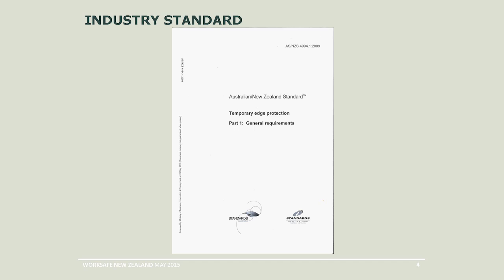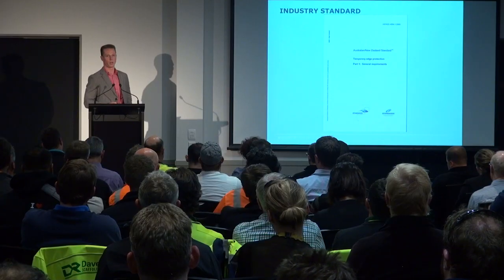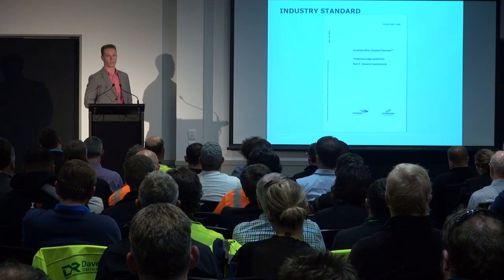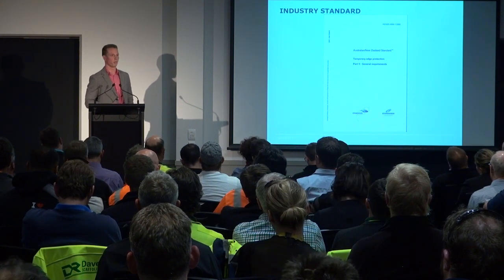And the Australia and New Zealand standard, temporary edge protection. This particular standard is concerned with temporary roof edge protection. If you're providing roof edge protection, whether it's scaffolding or a proprietary system, this is the document that you should have in use. It lays out the diagrams, and we'll have a look at a few diagrams at the end of this presentation on how to go around different pitches and different edge protection.